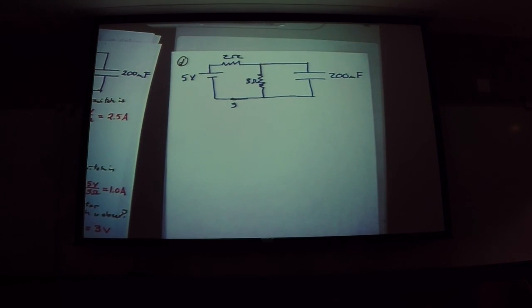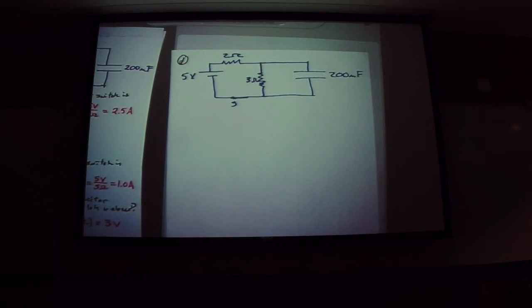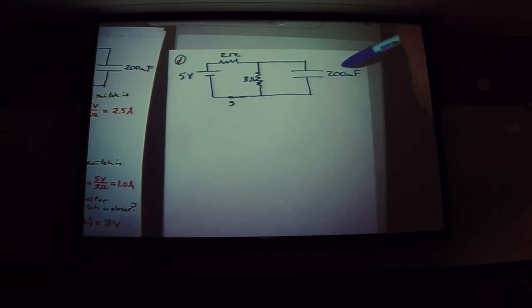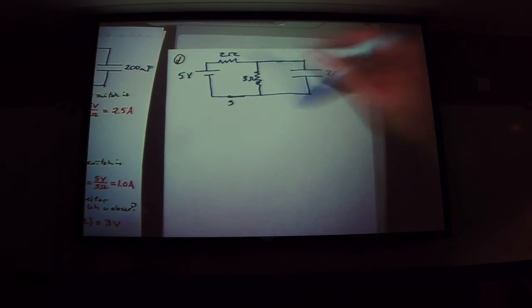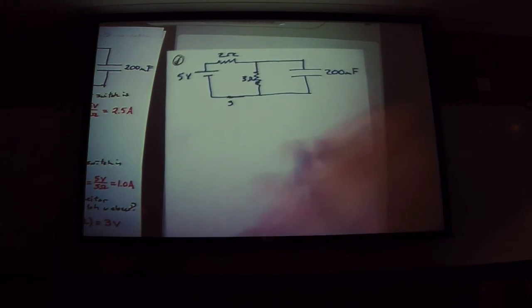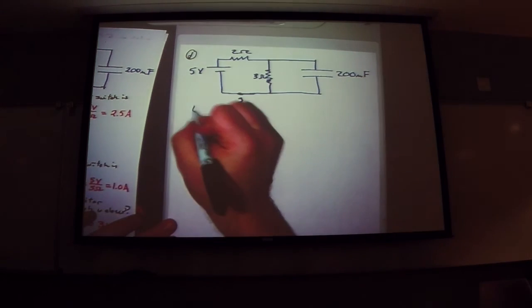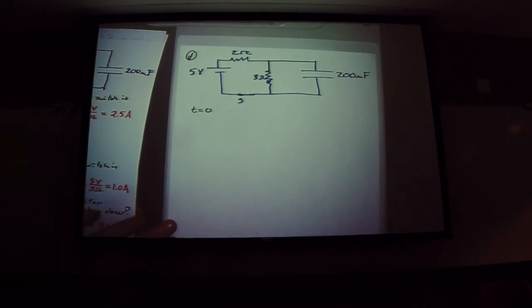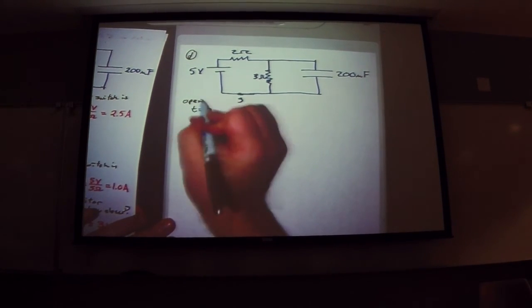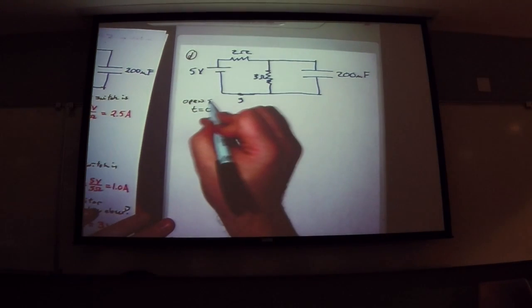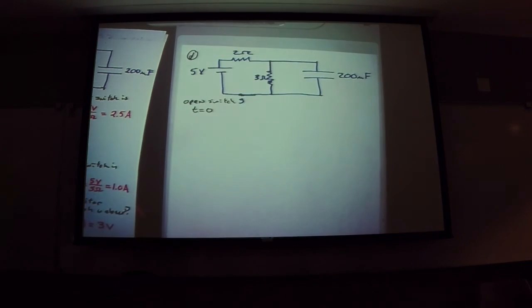All right, now, my circuit switch has been closed for a long time. By the way, I can tell you that it wouldn't take very long because the order of whatever time constant I come out with is going to be something microseconds. All right. Then I restart the timer at t equals 0 and open the switch. So I open the switch and restart the timer.